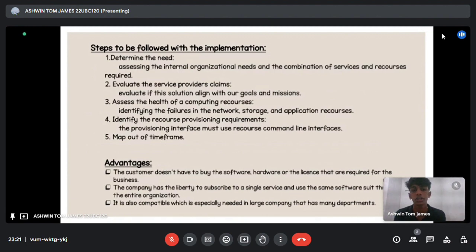Identify the failures in the network, storage, and application resources. Identify the resource provisioning requirements. The provisioning interface must be a resource command line interface. Map out a time frame.